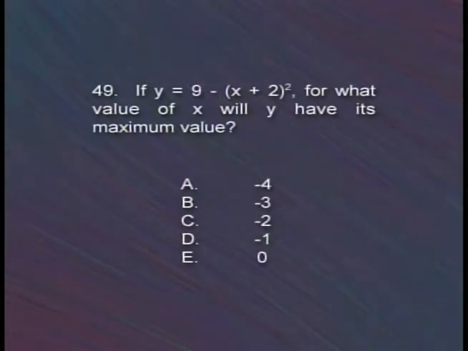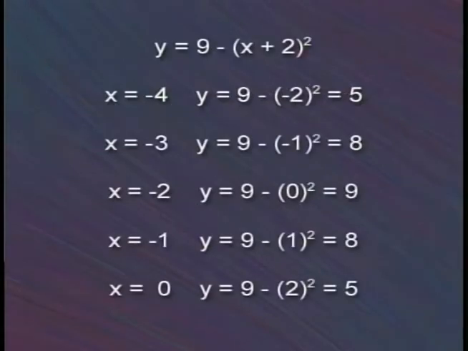Problem 49. If y equals 9 minus (x plus 2) squared, for what value of x will y have its maximum value? One way to approach this problem is to substitute each of the answer options into this expression and then determine which produces the maximum value.